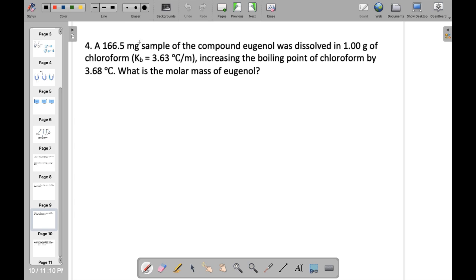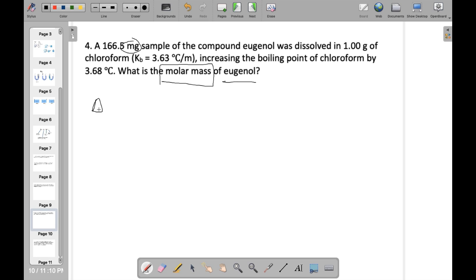A 166.5 milligram, let's keep that in mind, sample of the compound eugenol was dissolved in 1 gram of chloroform. What is the molar mass? This question is similar to the one we just did 2 questions ago. It's asking for the molar mass, the molecular weight of this stuff. We don't know the formula of eugenol, so that's a problem.